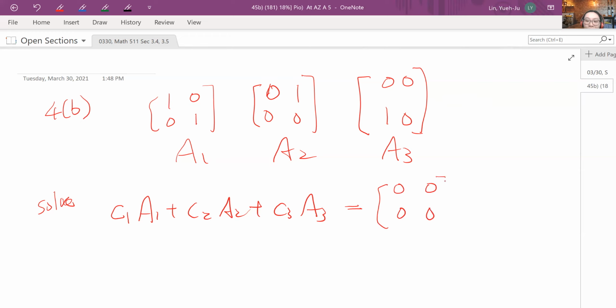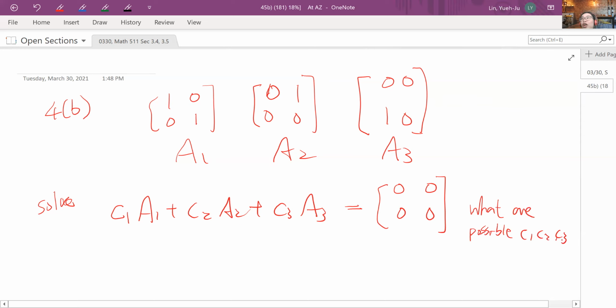Okay. So you want to solve this, and your question is, what are the possible solutions for C1, C2, and C3? If they all have to be 0, then this means it's independent, because that's the unique trivial solution. If you could find some non-trivial C1, C2, and C3, then it's dependent.